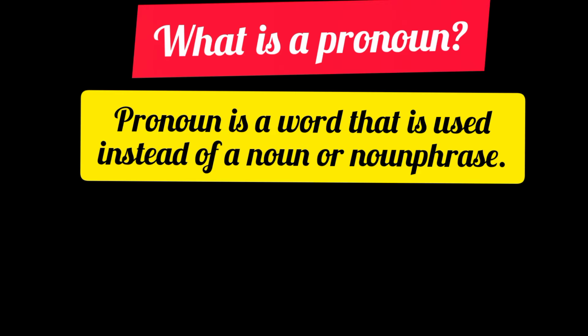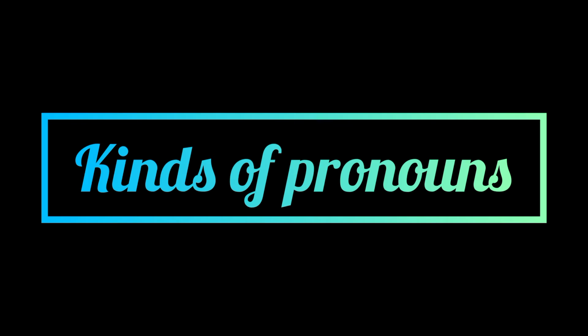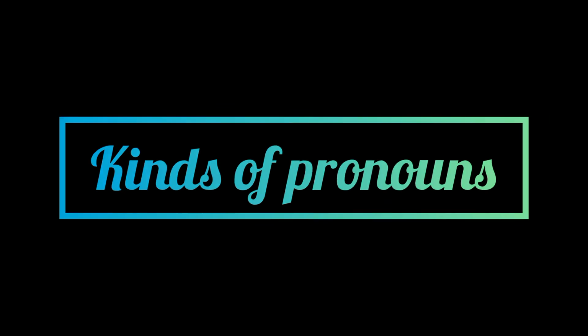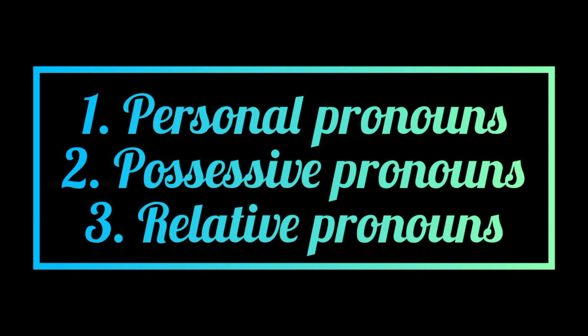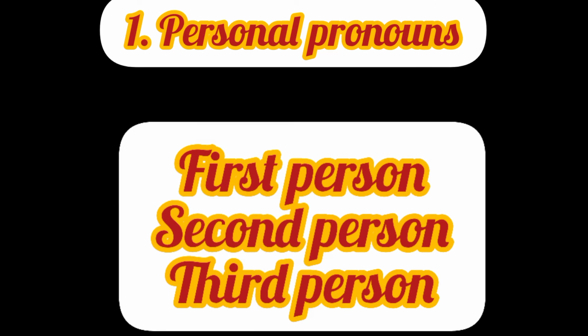For example, this is Miss Ruby. She is my class teacher. Here, Miss Ruby is the noun and she is the pronoun that we use instead of the noun. There are different kinds of pronouns. Here, let's discuss the most common pronouns such as personal pronouns, possessive pronouns and relative pronouns. Personal pronouns stand for three persons, that is first person, second person and third person.